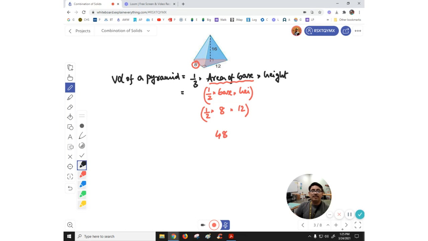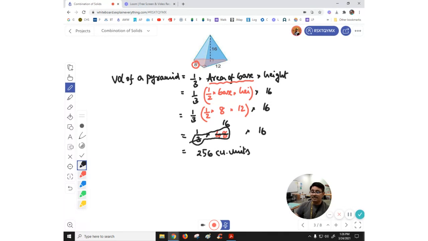Now let's continue taking the other values. 1/3 of 48. And the height of this pyramid is 16 units. So let me go by this butterfly method. 48 divided by 3 gives me 16. 16 times 16 is 256. Correct me if I'm wrong. So 256 cubic units. Here it is not mentioned whether centimeters or whatever it may be, so it is just written as cubic units.